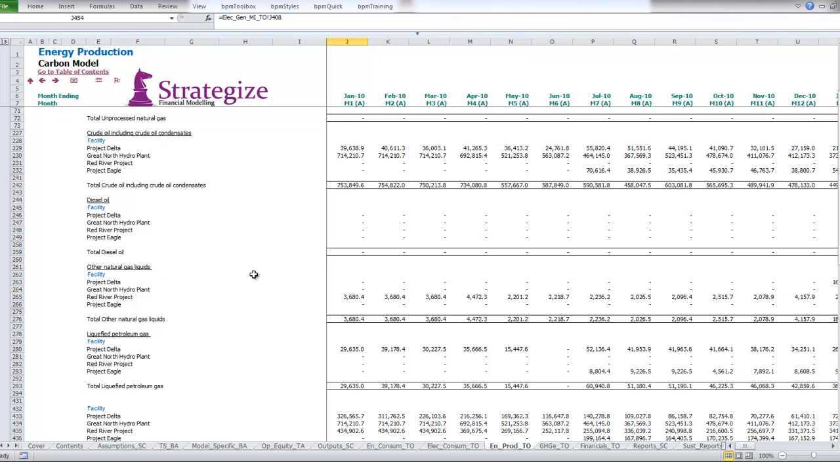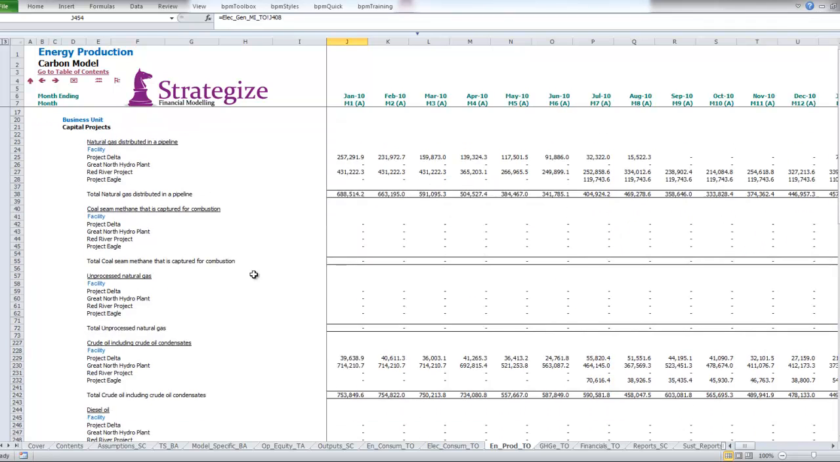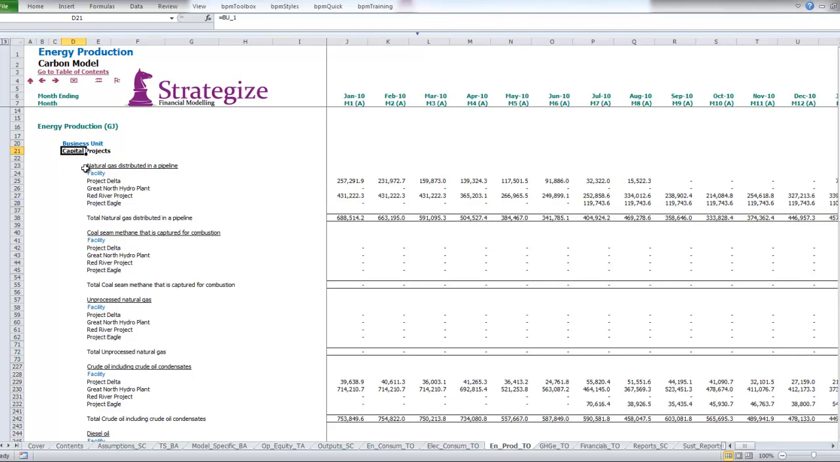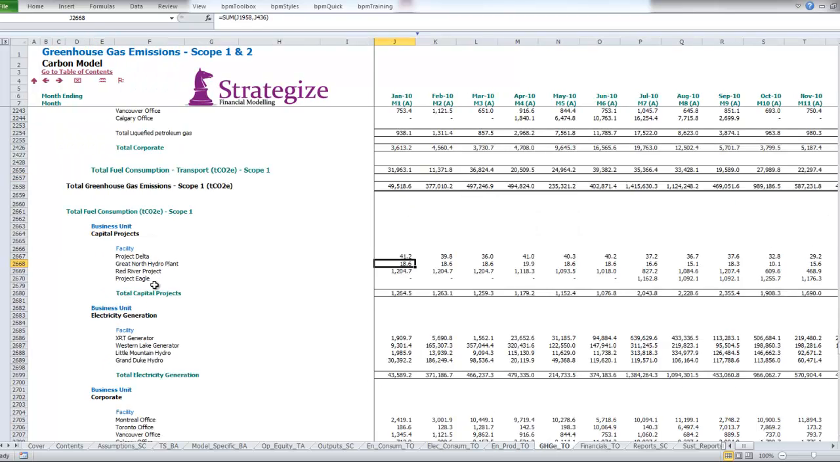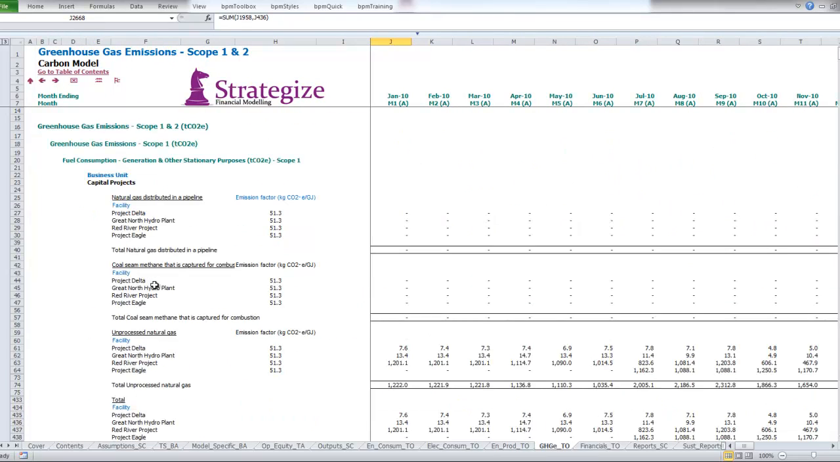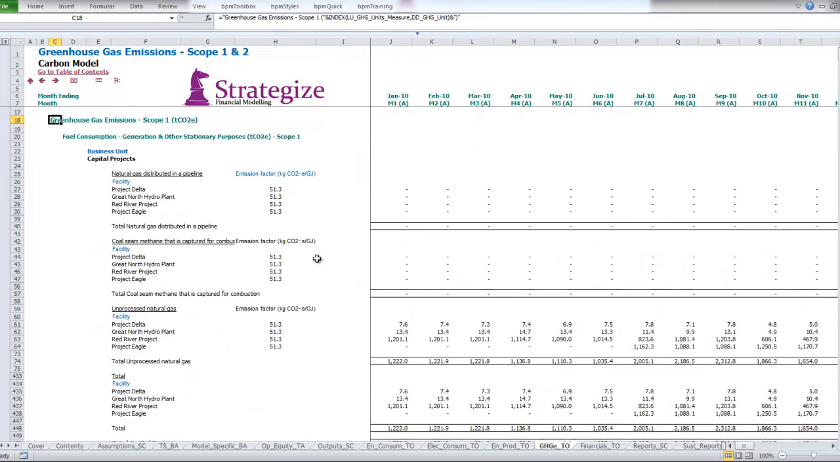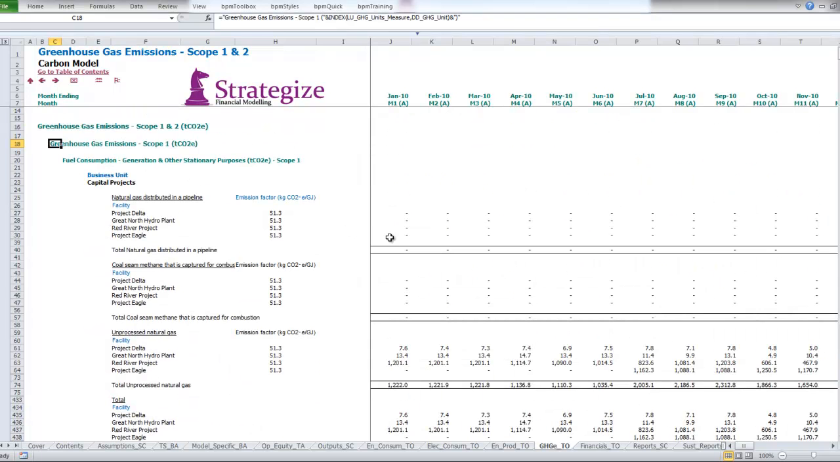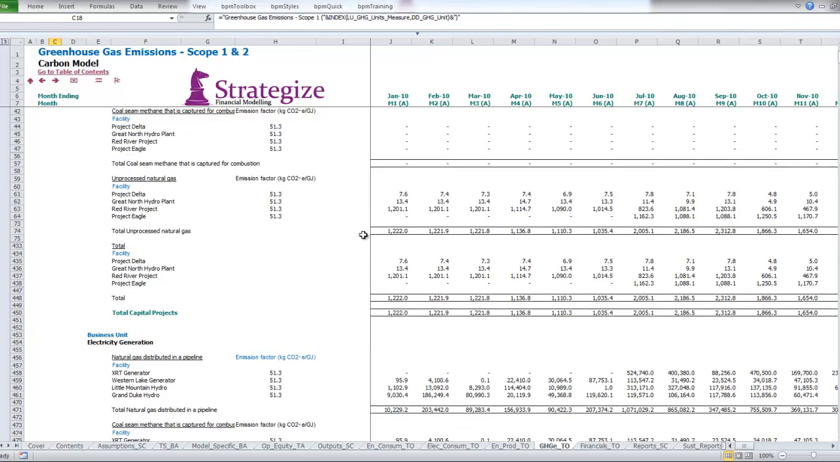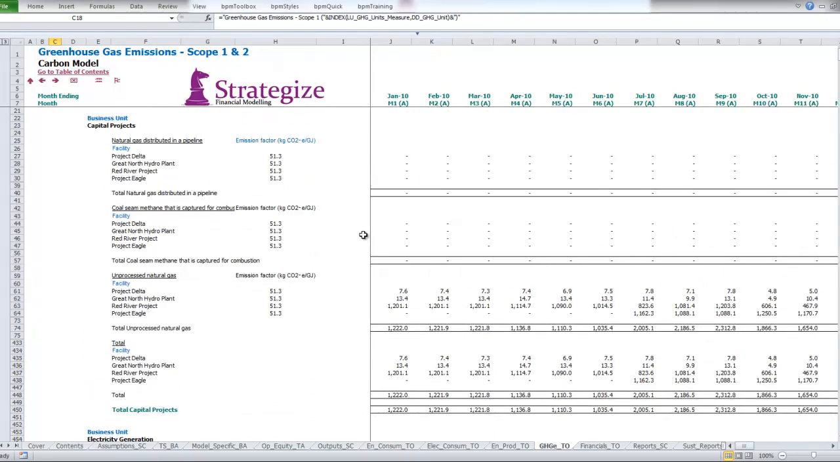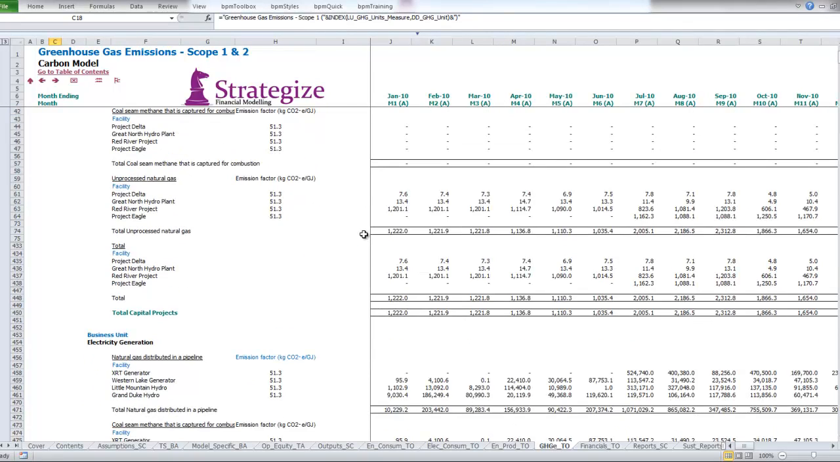I now show you the energy production, once again broken down by business unit, fuel type, then obviously the asset. And then I take you to emissions by scope 1, which is your direct energy consumption. Once again, we're maintaining this regimented detail of portraying energy emissions broken down by each fuel type.